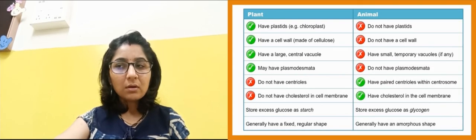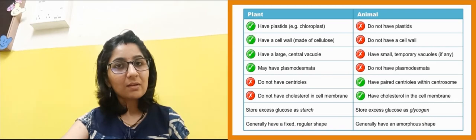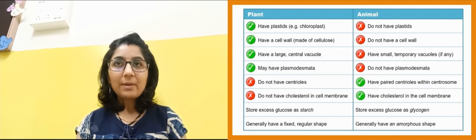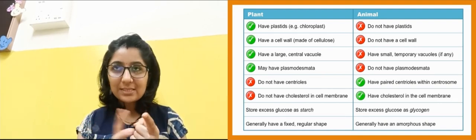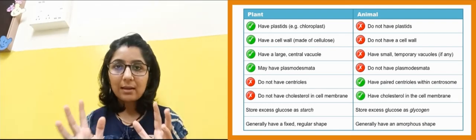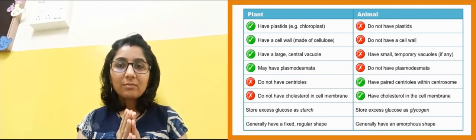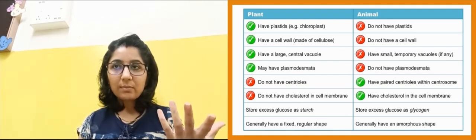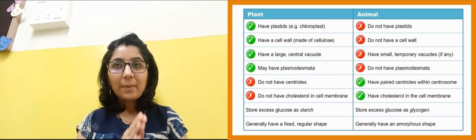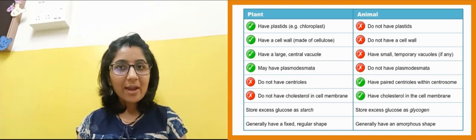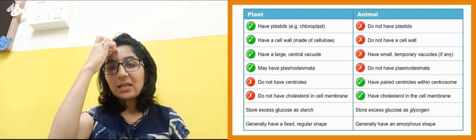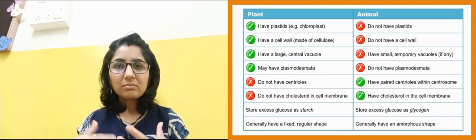So let us tabulate all these differences and see what a plant cell has and what an animal cell has. Plant cells have plastids, the colored plastids like chloroplasts. Animal cells do not have plastids. Plant cells have a cell wall in addition to the plasma membrane, while animal cells do not have a cell wall, as we have seen. Plant cells have a large central vacuole present in the center, while animal cells have smaller and temporary vacuoles.